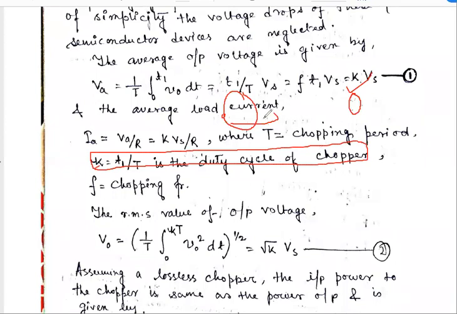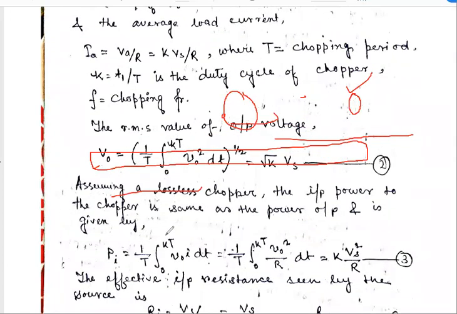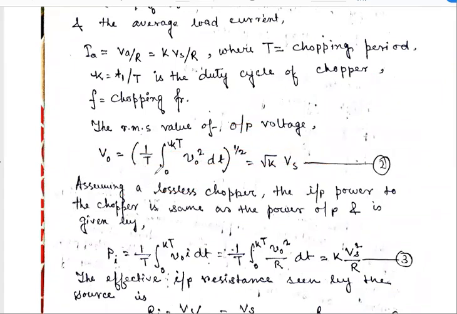And from here, we know that F is equal to 1 by T. That's why it can also be written as F T1 Vs. And what is F? F is the chopping frequency, and capital T is the chopping time period. Then what is the RMS value? RMS value is nothing but the square root of 1 by T integration 0 to T1. For our simplicity, we use KT, meaning K into T.